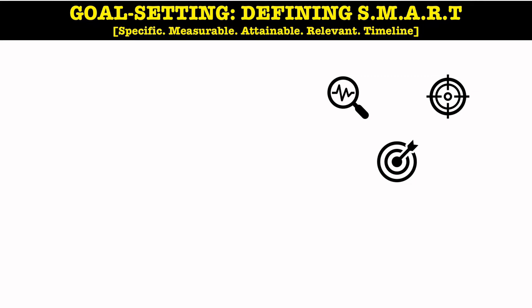And so we need to define goal setting in a SMART way. SMART is an acronym for specific, measurable, attainable, relevant, and timeline. And so, as you can see, these different icons of a magnifying glass, a scope, right? Having your eyes on the prize, and also hitting your goal, right?